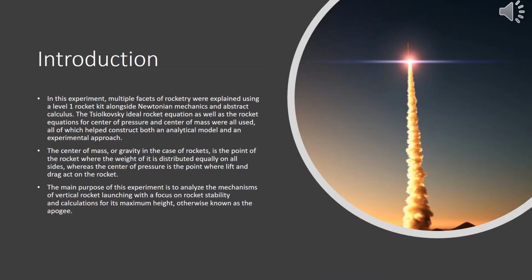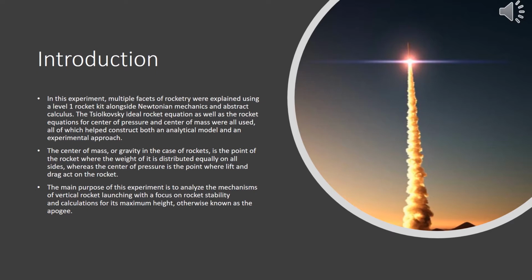In this experiment, multiple facets of rocketry were explained using a Level 1 rocket kit alongside Newtonian mechanics and abstract calculus. The Tsiolkovsky ideal rocket equation, as well as the rocket equations for center of pressure and center of mass, were all used, all of which helped construct both an analytical model and an experimental approach.